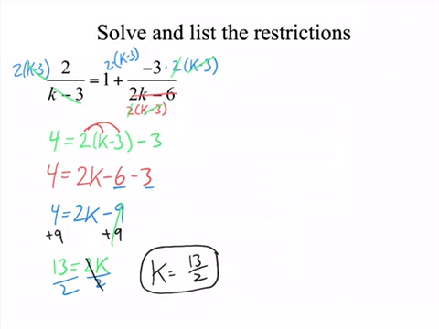Now let's check for restrictions. Let's check to see if any excluded values mess it up. So let's look at the denominator. Let's take the bigger of the two. 2 times k minus 3 equals 0. Because isn't k minus 3 already inside of here?